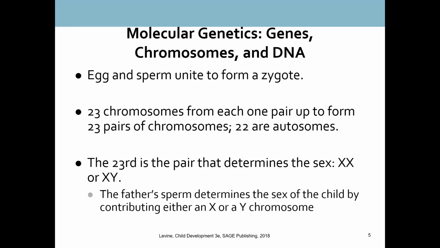Welcome to video 2 of chapter 4, where we will look at some of the basics of molecular genetics, particularly the role of genes, chromosomes, and DNA. So our genetic inheritance begins at conception. An egg meets a sperm, and they unite to form a zygote. A zygote just means a fertilized egg. It is a single cell.